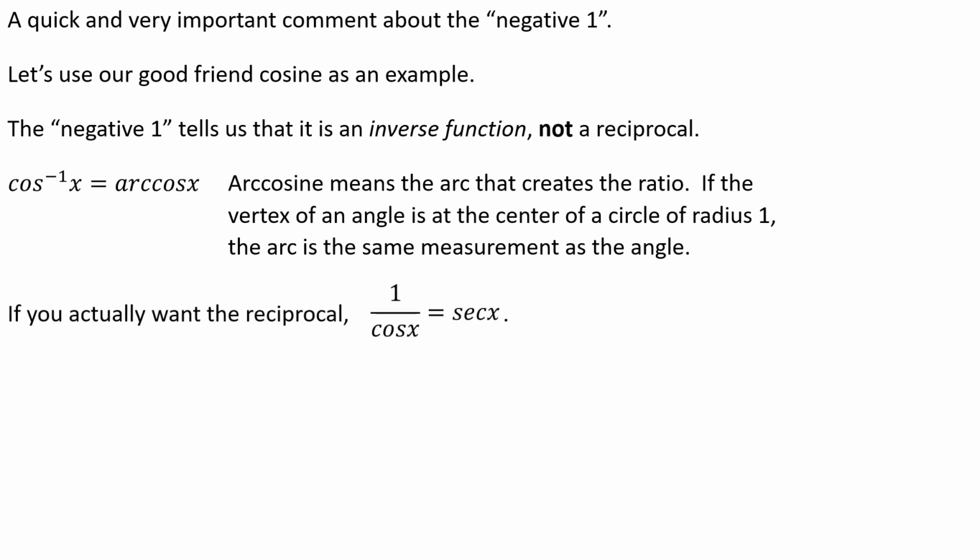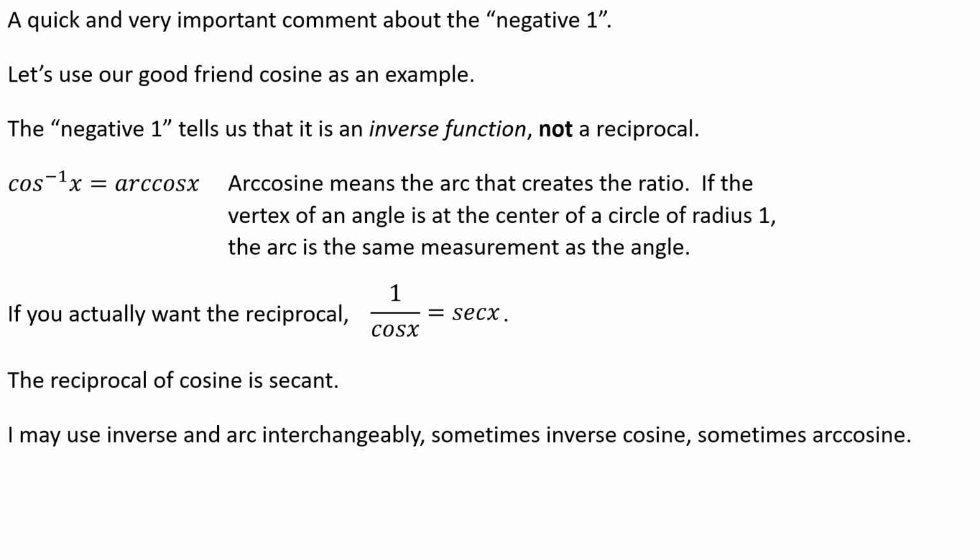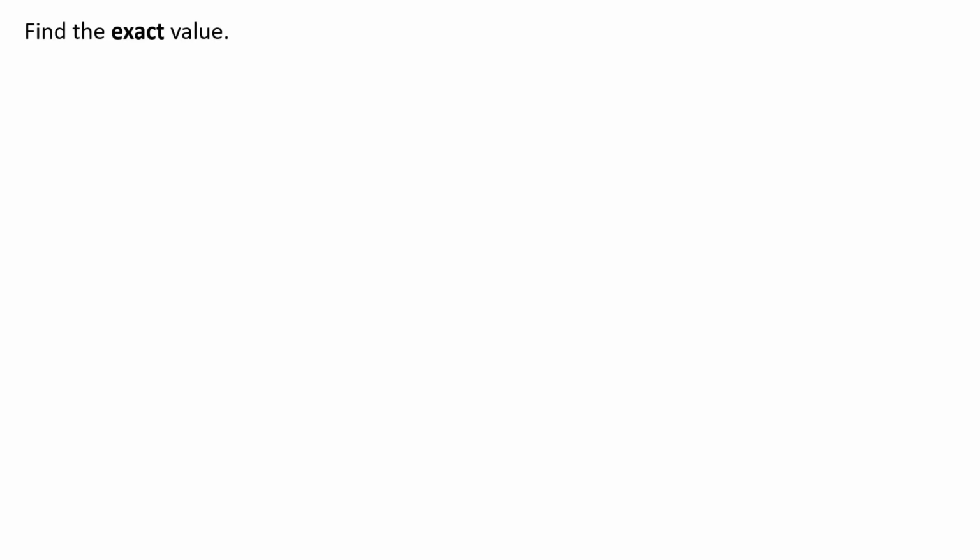Now, if you actually wanted the reciprocal, 1 over cosine of x, that is one of the other trig functions. It's called secant of x. So if you want the reciprocal of cosine, you want the secant. If you see cosine to the -1, that means inverse function, and you're looking at the arc cosine. You'll notice sometimes I say inverse cosine, sometimes I say arc cosine. Same with the sine and tangent functions.